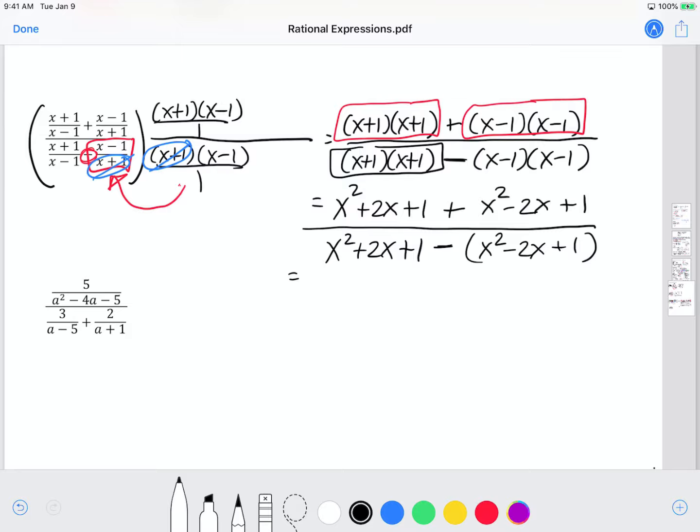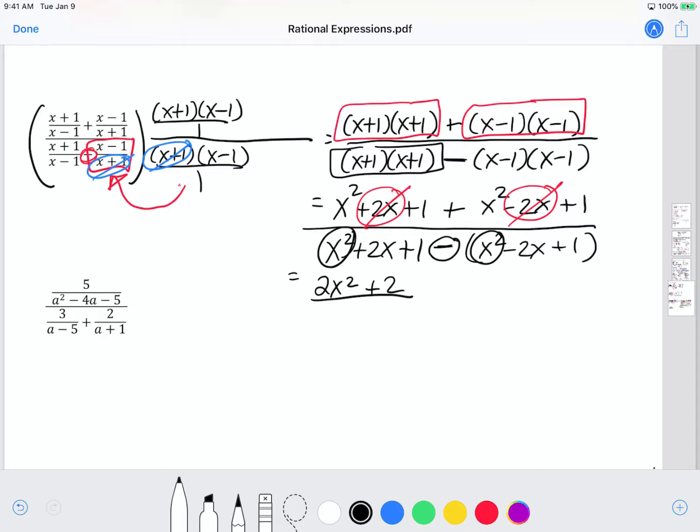So I have an x squared and an x squared upstairs. That gives me 2x squared. I have a 2x and a negative 2x. That disappears. And I have a 1 and a 1, and that gives me a 2. Downstairs, I have an x squared, and I'm subtracting an x squared.